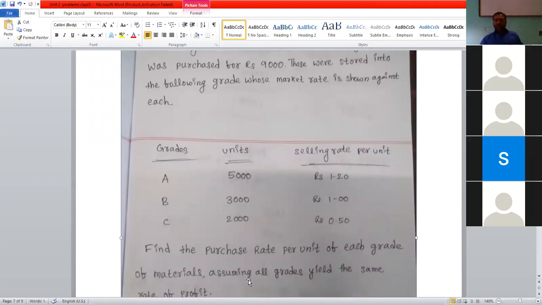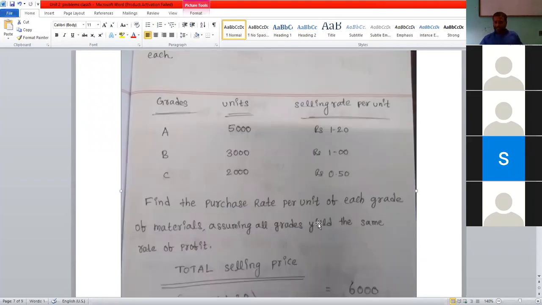And now what is asked of us is to find the purchase rate per unit of each grade of materials, assuming all grades yield the same rate of profit. You have done this in your advanced accounting departmental stores, question number 9 and 11. There we have done like this. To find the purchase rate per unit, first we need to find the profit rate as well as the selling rate as given. So to find the purchase rate, the formula is selling rate per unit minus profit rate per unit. Then you will get the purchase rate per unit that is asked.